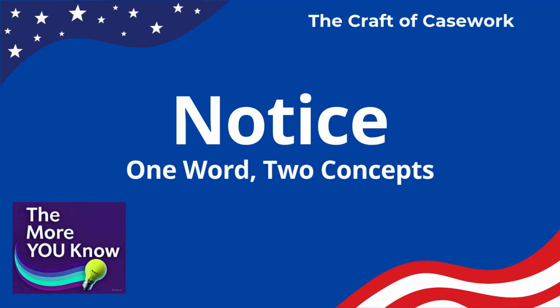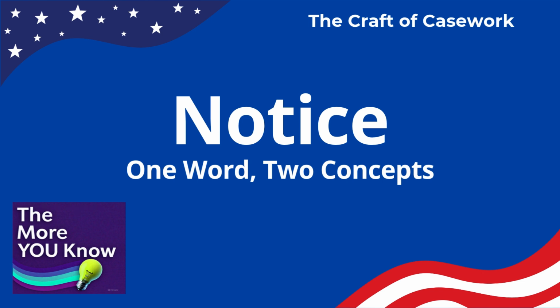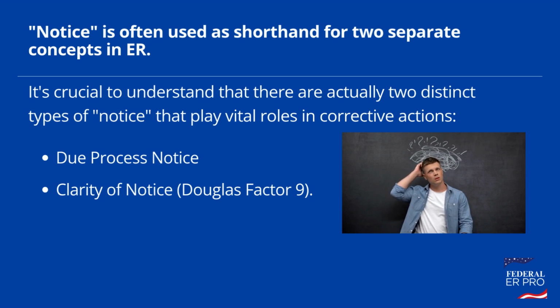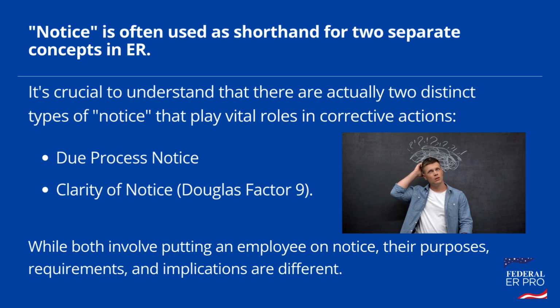Today, we're cutting through some common confusion to master a critical concept, notice. It's a term often used in shorthand, making it seem like a single idea. But in Federal ER, notice encompasses two distinct, powerful principles that every practitioner needs to understand. Let's get into it. We're talking about number 1, due process notice, and number 2, clarity of notice, specifically as it relates to penalty. While they both deal with information provided to or known by an employee, their purpose, timing, and implications couldn't be more different.